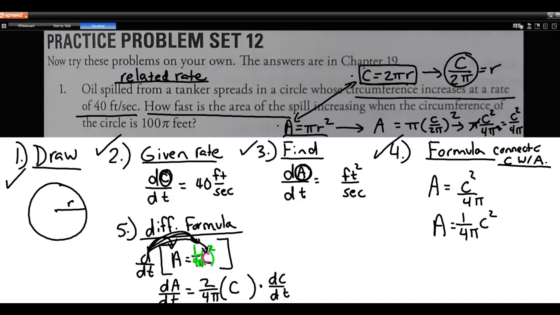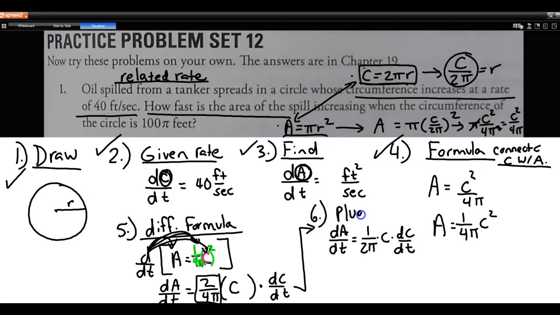Now we can simplify this. That could be rewritten as 1 over 2 pi, right? So let's go ahead and do that. All right, and then the next thing we're going to do for step 6 is we're going to plug in everything that we know to solve for what we don't know.